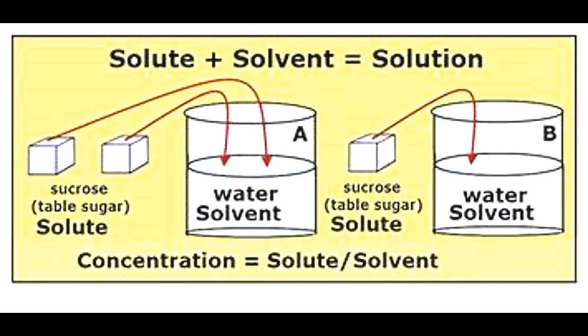So to continue, we have solute plus solvent equals solution. So if you can see, the sugar or the sucrose table sugar is a solute. Then for the solvent, you put the little sugar in the water. Then the solute becomes the water solvent. So the concentration equals solute and solvent.